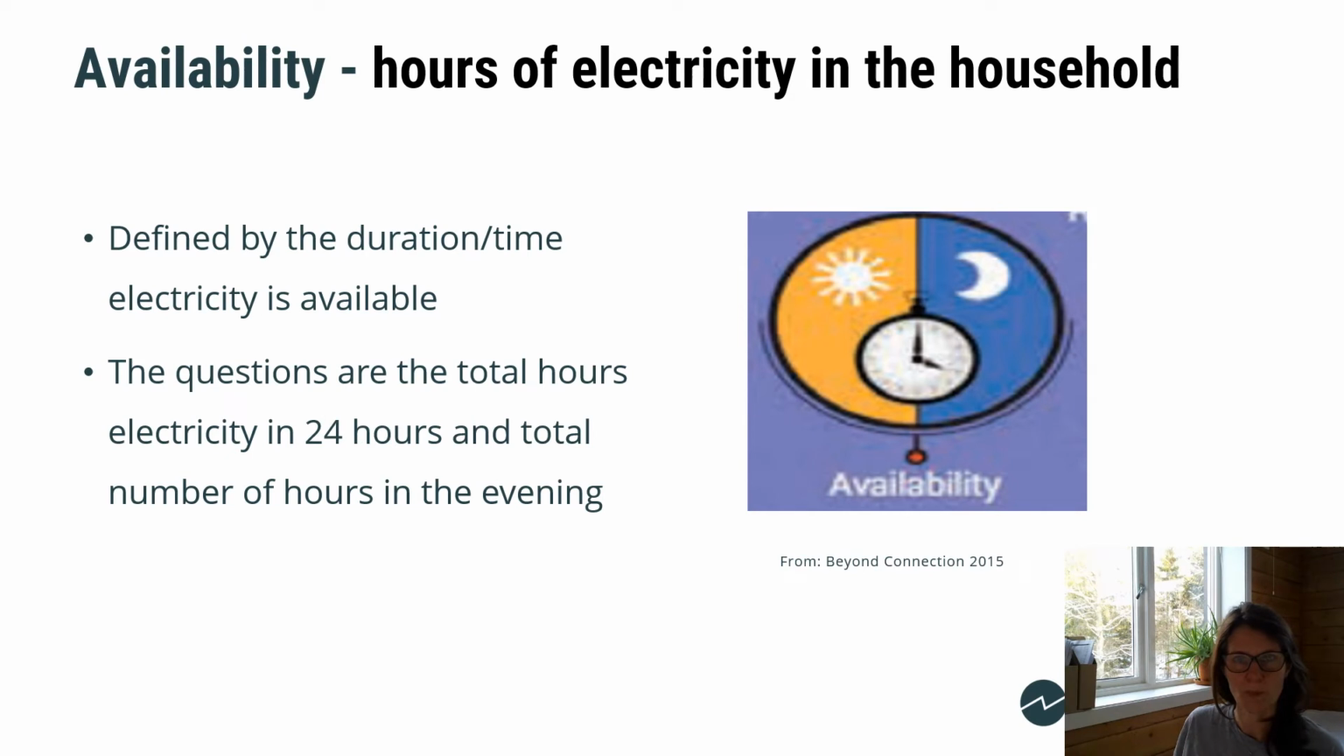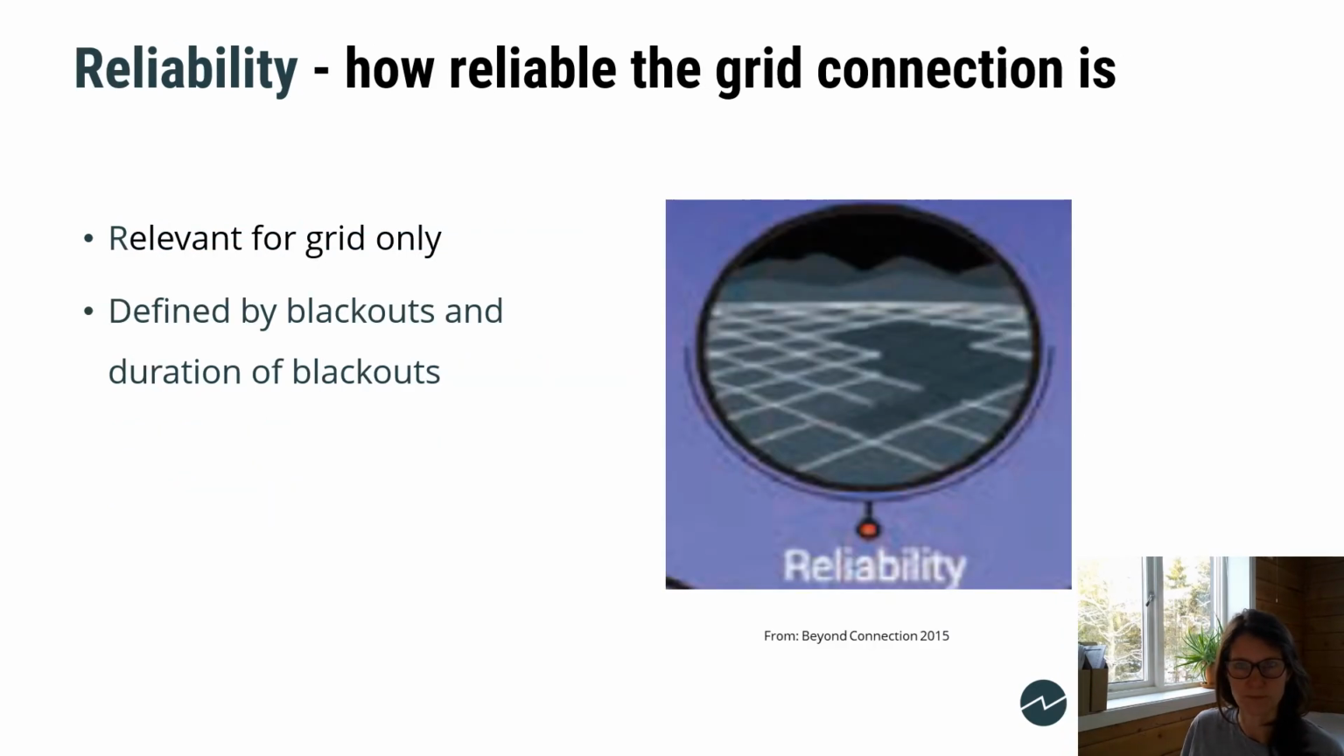Availability is a much easier dimension to measure. Households are asked how many hours of electricity are available in 24 hours and how many hours electricity are available after dark. Households with low availability are classified in low tiers for this dimension. Reliability is relevant only for grid. The households having grid as the main electricity source are asked about the number of blackouts in the last 7 days and the total duration of these blackouts. Households with many blackouts lasting for a long time are classified in a low tier for this dimension.